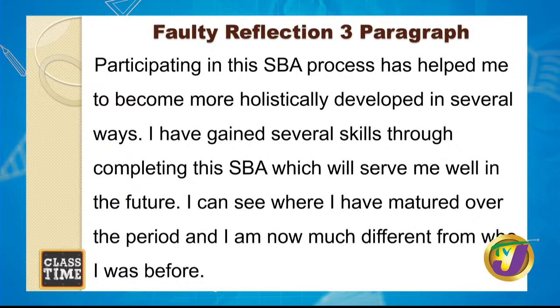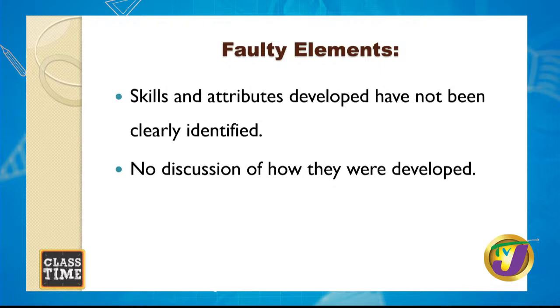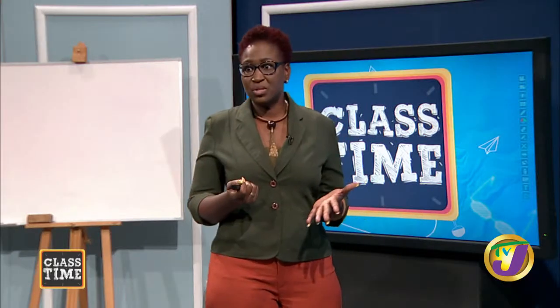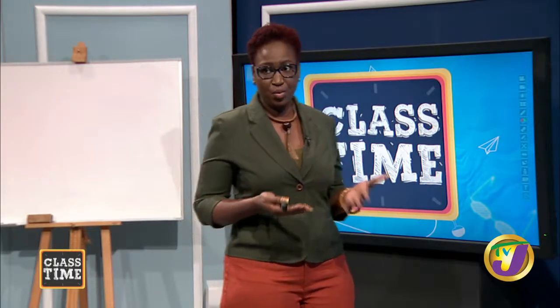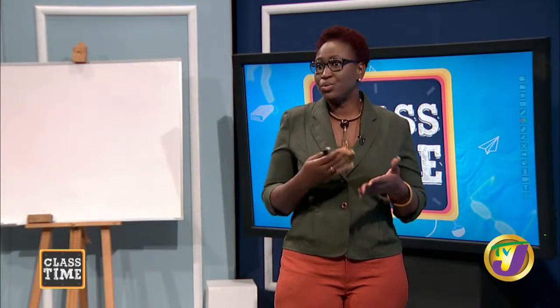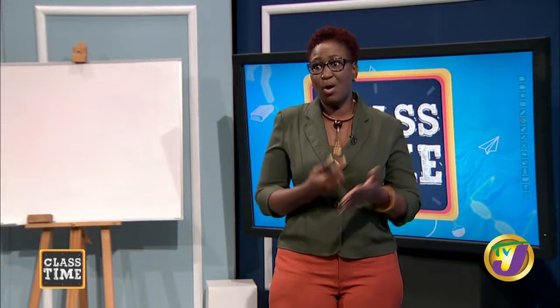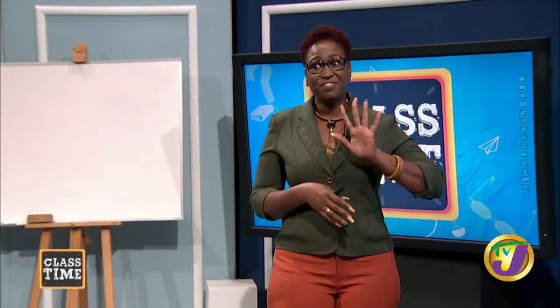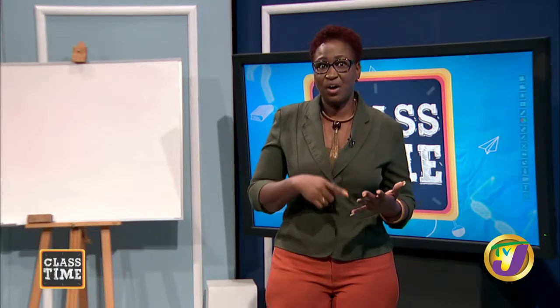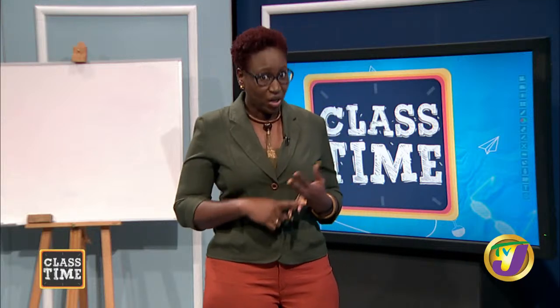All right, faulty reflection 3 now. All right. So, of course, the skills and attributes to be developed were not clearly identified. There was no discussion of how they were going to be developed. So you couldn't get the full marks. And remember, all 3 of those put together give you 5 marks. So where you fall in one, you're going to fall in all.